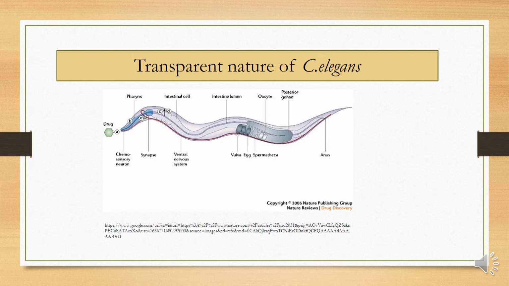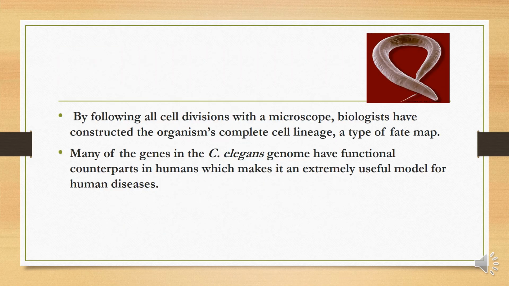Then this is again one more diagram which shows the transparent body and various organs present in the body of the C. elegans. Now, by following all the cell divisions with the microscope, because of the transparent body, biologists have constructed the organism's complete cell lineage, a type of fate map. Many of the genes in the C. elegans genome have functional counterparts in humans, which makes it an extremely useful model for human diseases.